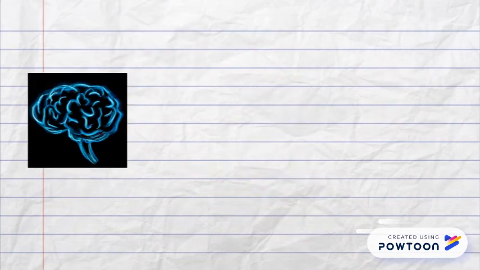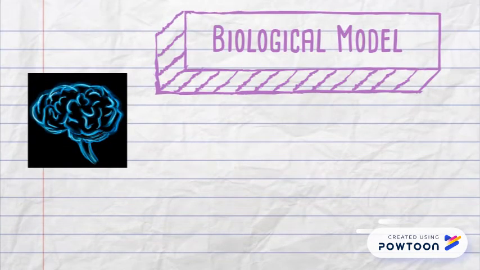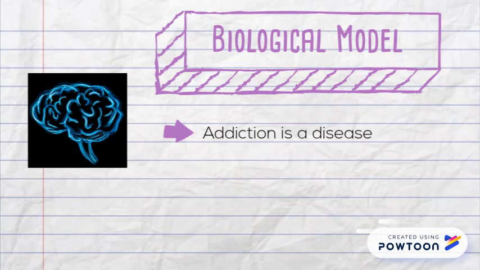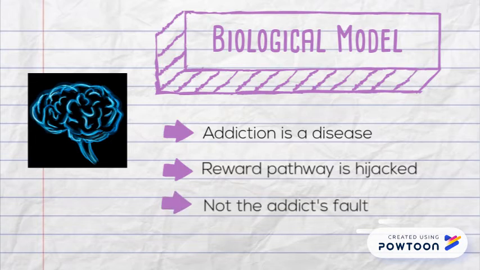Next up is the biological model. This model looks at addiction as a disease of the brain. It understands that the reward pathway is hijacked in the brain and that the addict is not fully responsible for the addiction.